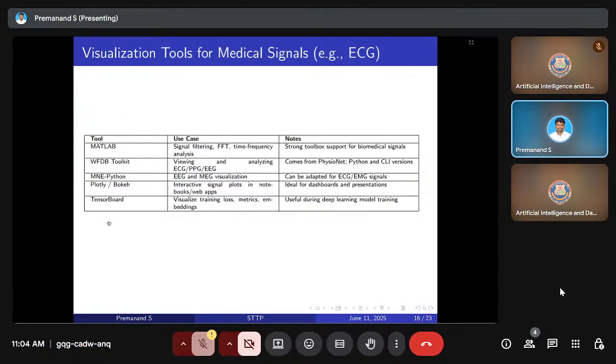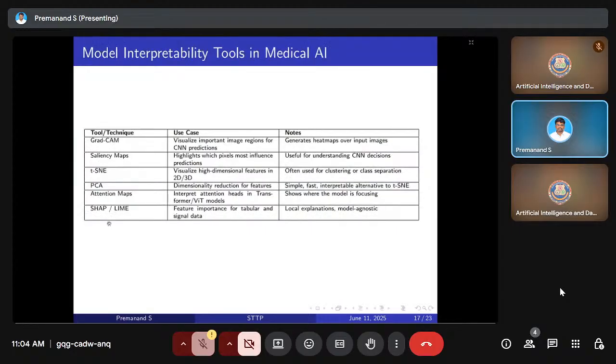And as I said, Plotly, Bokeh and TensorBoard. Through those, without going for the modeling part, we can visualize the data in a better way, especially with respect to ECG and EEG data sets. Okay, and there are some interpretability tools like GradCAM, t-SNE, PCA, SHAP, LIME, all those things.